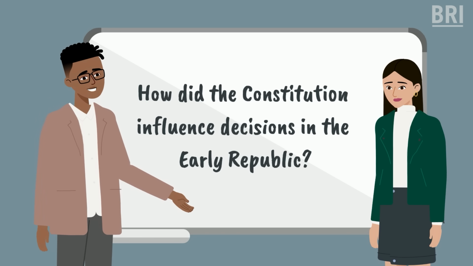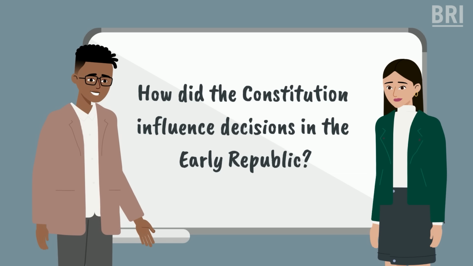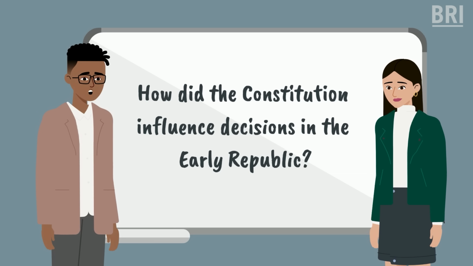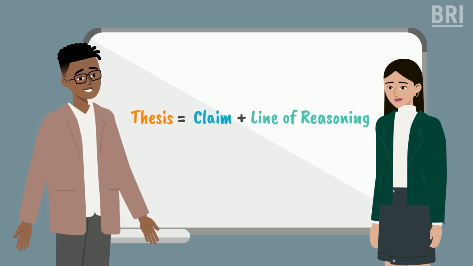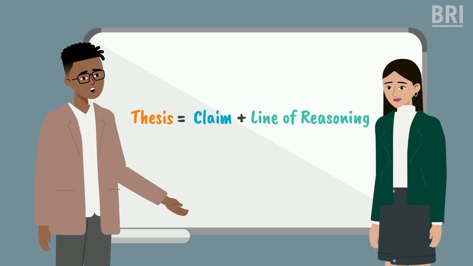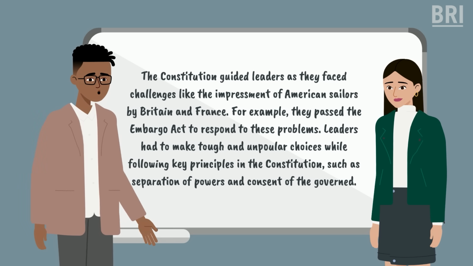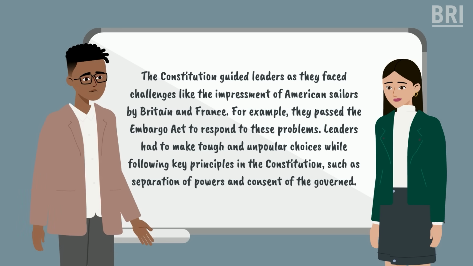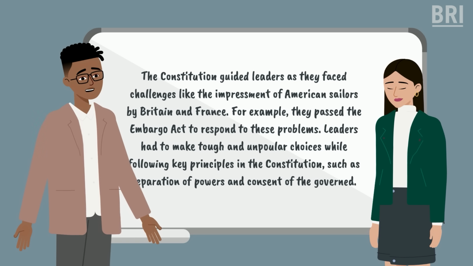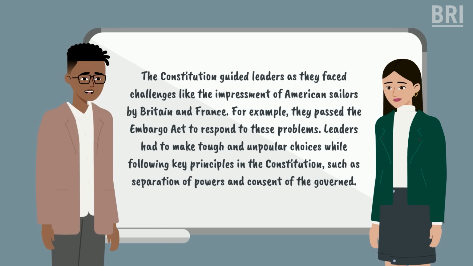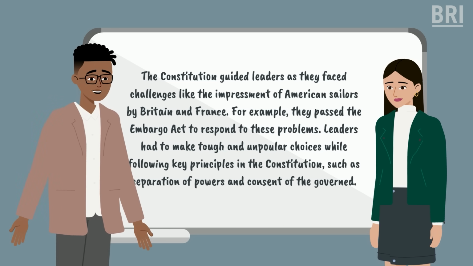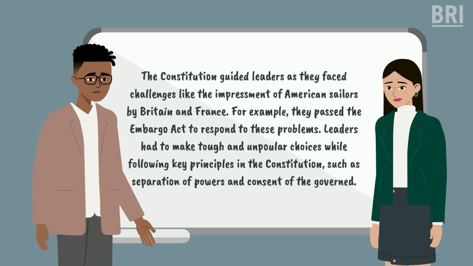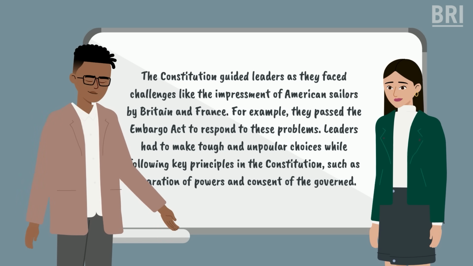Let's return to our big historical question. How did the Constitution influence decisions in the early republic? We can use what we recorded on our organizer to formulate a thesis using the context we learned through the cartoon like this. The Constitution guided leaders as they faced challenges like the impressment of American sailors by Britain and France. For example, they passed the Embargo Act to respond to these problems. Leaders had to make tough and unpopular choices while following key principles in the Constitution, such as separation of powers and consent of the governed.